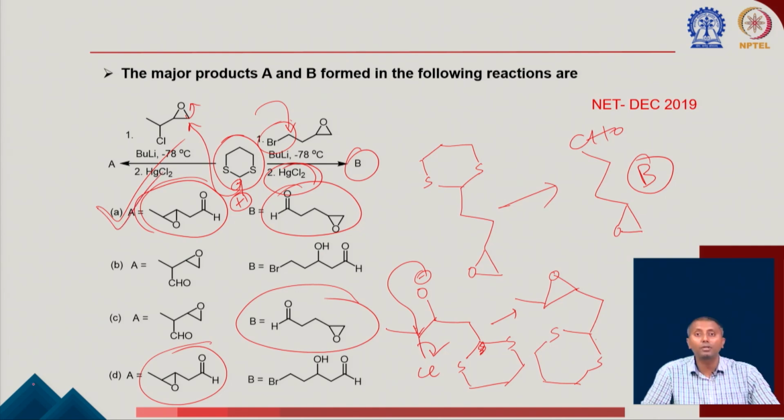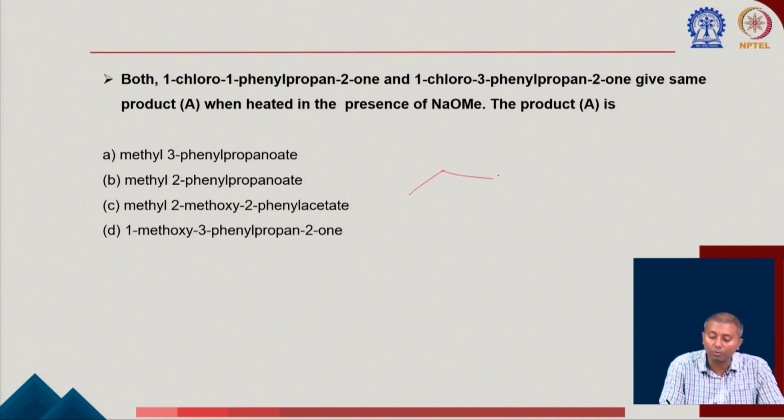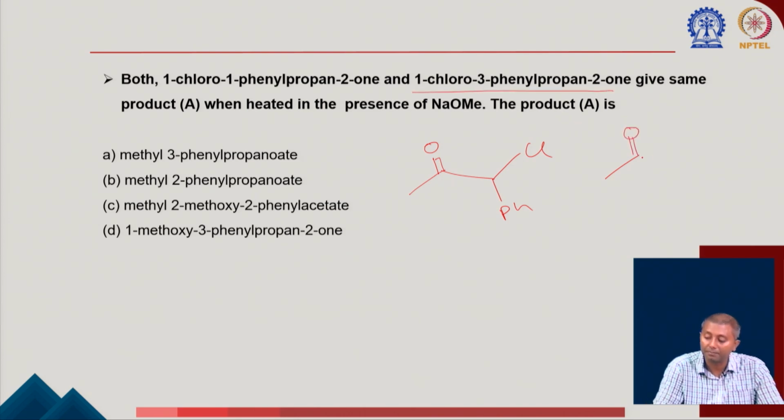So let's go to the next problem. So here I think the problem is given that we start with 1-chloro-1-phenylpropan-2-one. So let's try to draw them. So we are talking about propan-2-one. So this is a propane and there is a 2 position carbonyl. We are talking about 1-chloro-1-phenyl versus we are talking about a 1-chloro-3-phenyl.